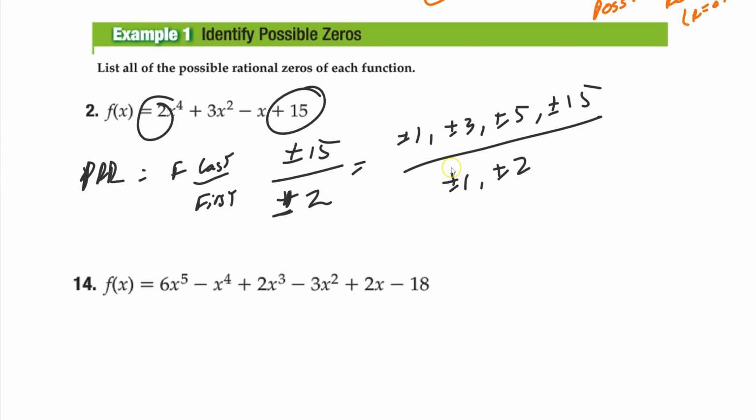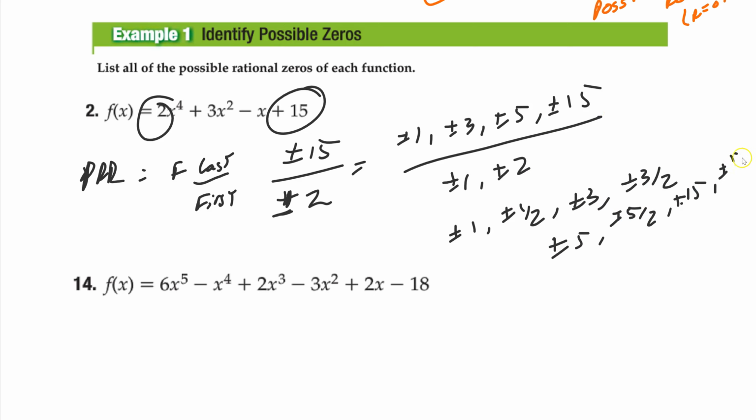Now we're going to do all the combinations: 1 over 1, 1 over 2, 3 over 1, 3 over 2, 5 over 1, 5 over 2, 15 over 1, and 15 over 2. So again, it's a lot. There's 16 things there. There's 8 and then plus and minus. But it's still a lot less than just guessing randomly.